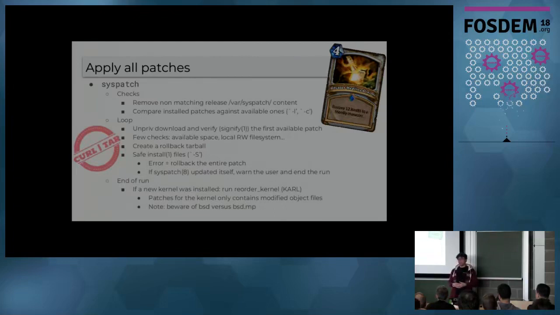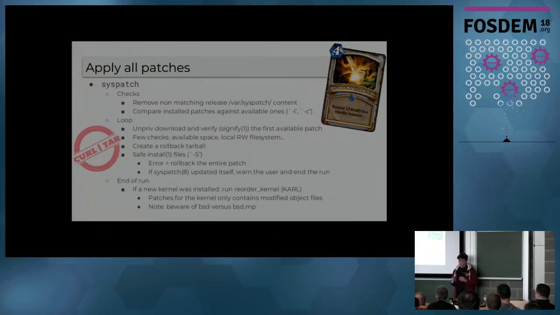And from there, we pick the actual list of files that we're going to install from the tar.gz, and then we create a rollback tarball using the actual files that are on the system. And then, once we have done that, we install the files that are contained in our patch. We're using install -S, which is the safe install that unlinks the existing target before installing a new file.